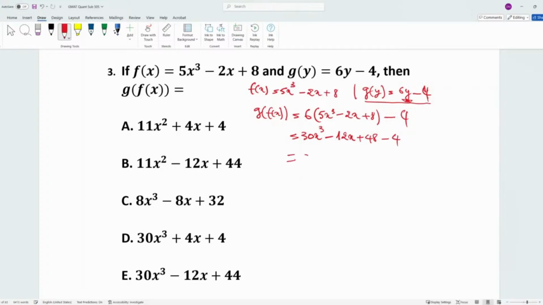Then when we continue, we have 30x to the power 3 minus 12x. Then 48 minus 4 is 44. So now if we look at the answer choices that we have been given here, this result that we have found here is equal to this, answer E.